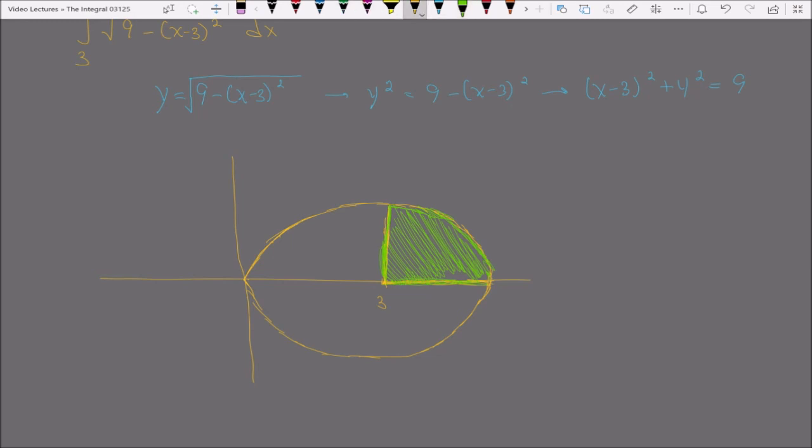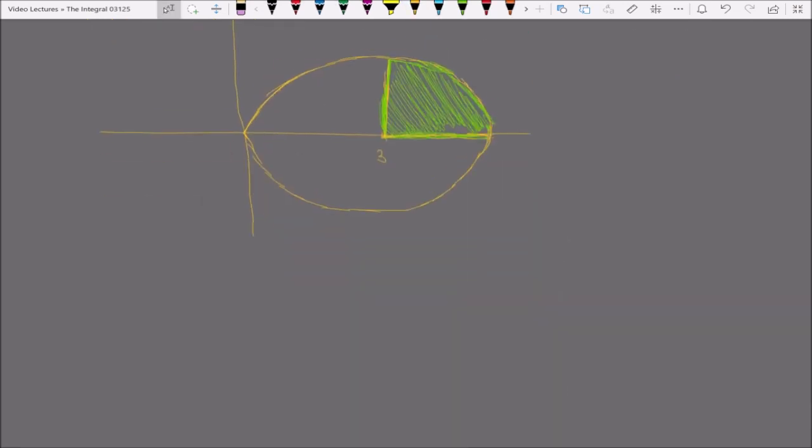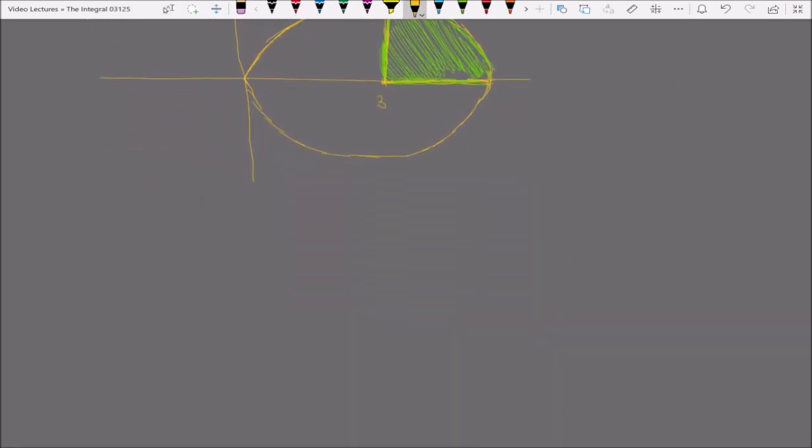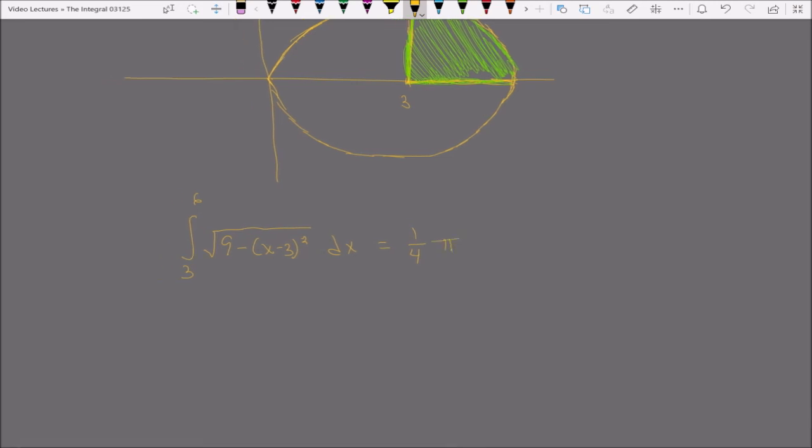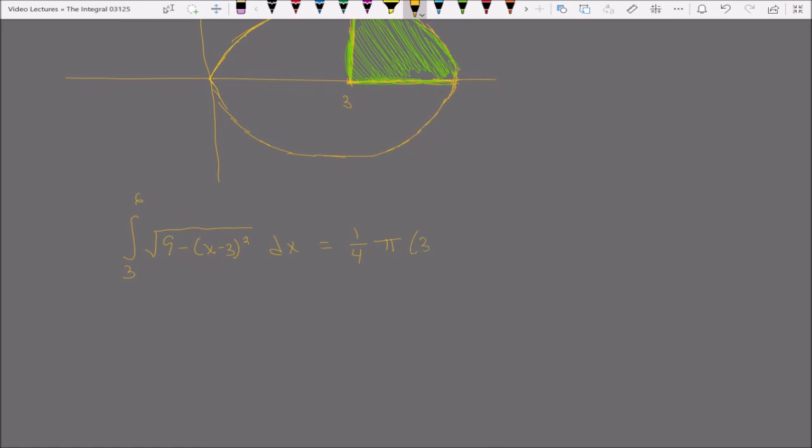And since the Riemann integral is area, we can say that the integral from 3 to 6 of the square root of 9 minus x minus 3 squared dx is a quarter of the area of a circle of radius 3, which is 1/4 pi times its radius, which is 3 squared, so we get 9 pi over 4.